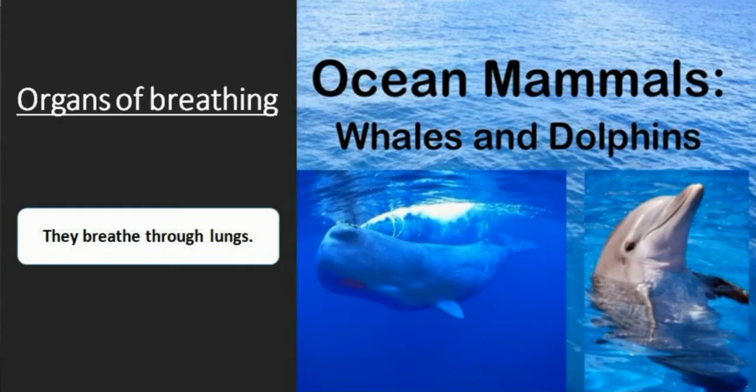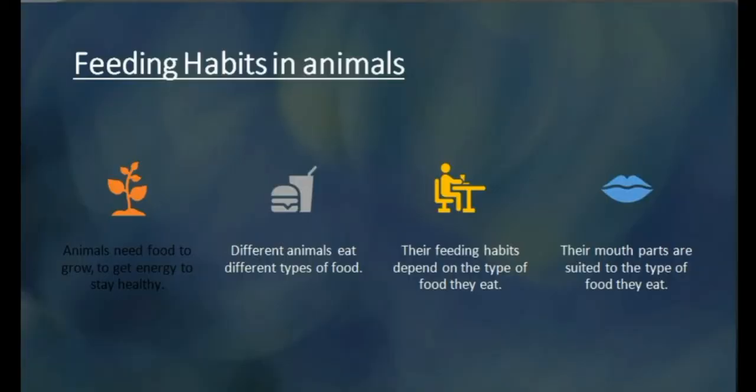And some ocean mammals like whales and dolphins are also mammals. Therefore, they are lung breathers even when they live in water. They breathe through lungs. Now we will learn about feeding habits in animals.